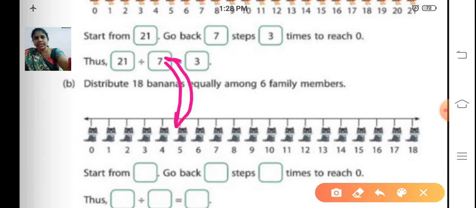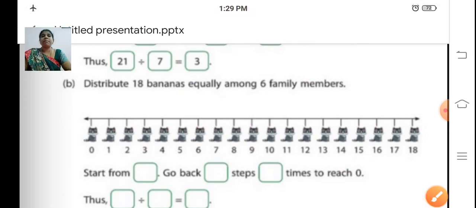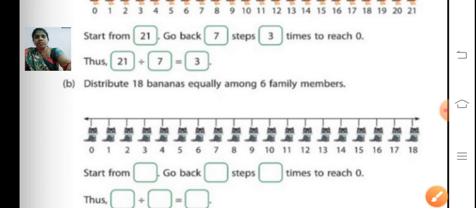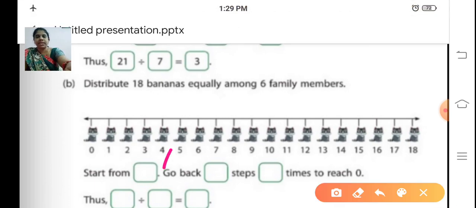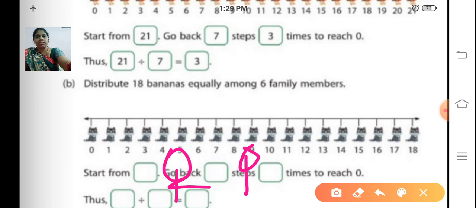So we have 18 bananas. How many bananas? 18 bananas. How many family members are there? 6 family members. So 6 family members are there, right? 1, 2, 3, 4, 5, 6.